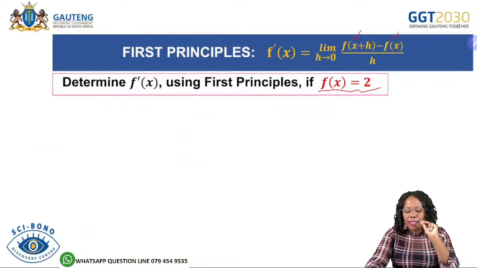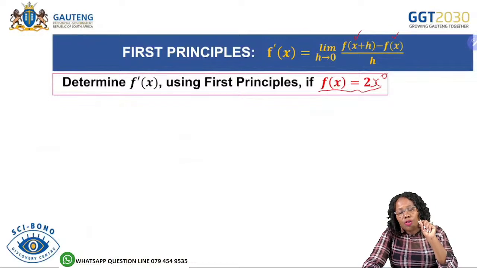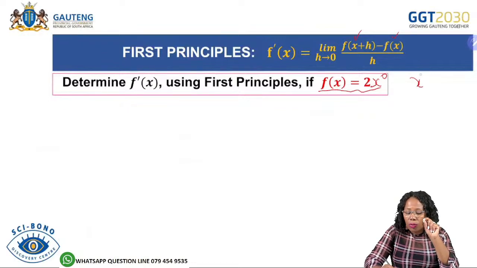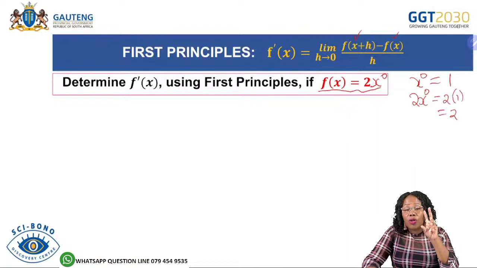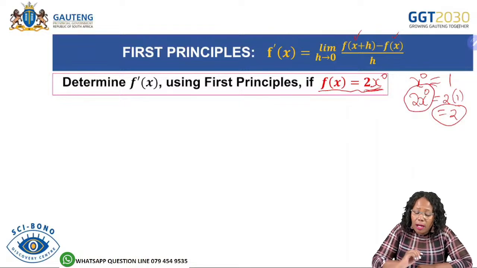Now, if this is a constant number, it simply means this was 2x to the power 0, because x to the power 0 is equal to 1. So that means if you have 2x to the power 0, you are having 2 times 1, which is still a 2. Can you see, grade 12? The 2x to the power 0 is the same as a 2. That is why we are allowed to add an x to the power 0 to that 2. Right, after doing that, now you can determine your f at x plus h.